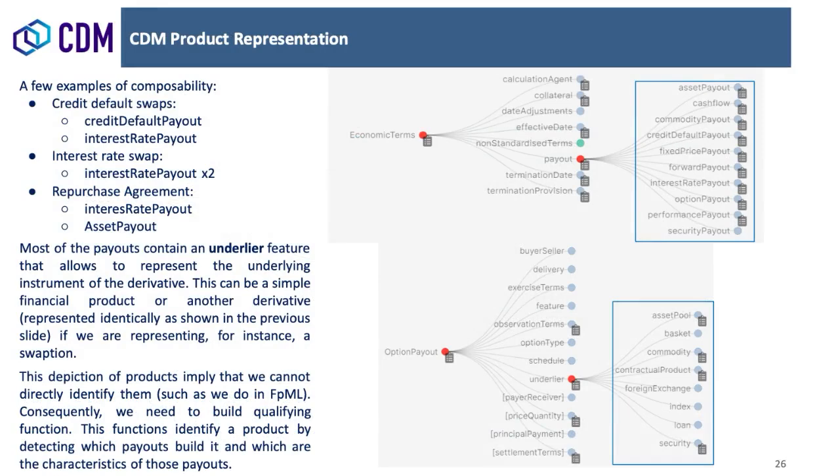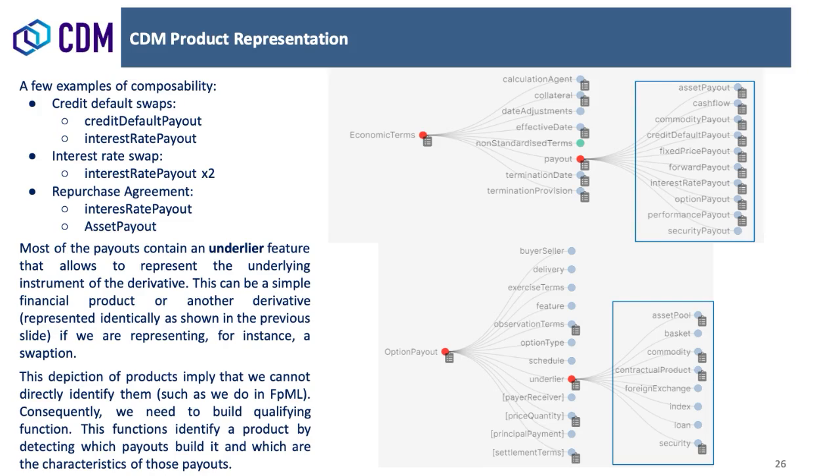And this is probably the most interesting part on products, the composability of payouts, as I mentioned before. So derivatives are represented with a set of payouts. And as you can see, a payout model has a different set of payouts, like commodity payout, forward payout, interest rate payout, and so on. It's a list of payouts. And the question is, okay, but how do I define the product if I have a list of payouts? So going back to the point about functions, we have a set of functions that, based on the use of these payouts, will give you what type of product it is. It's what we call qualifying functions.